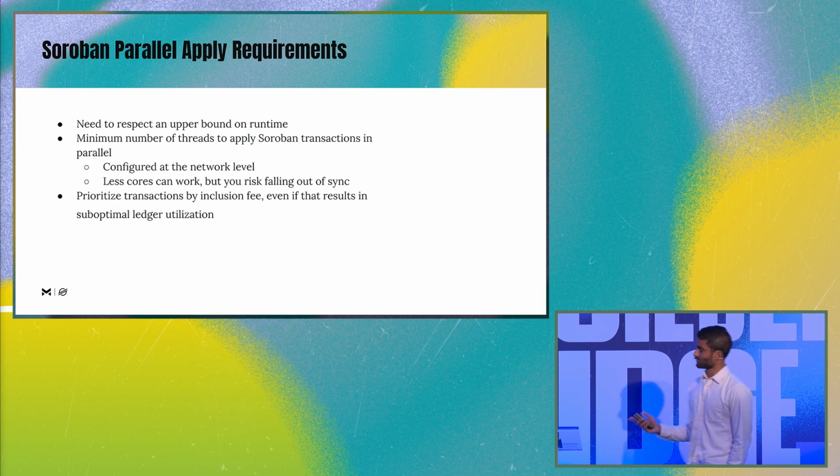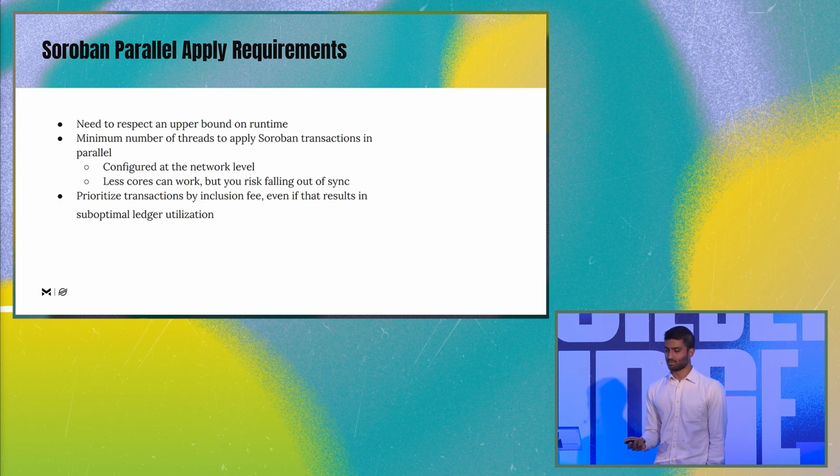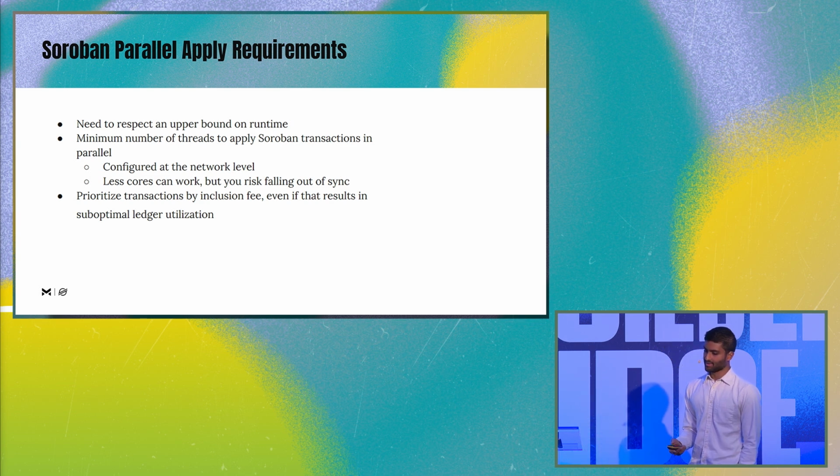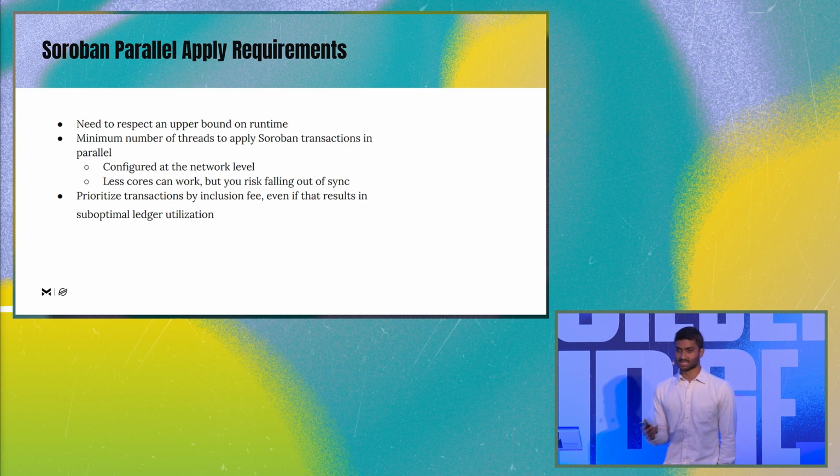So first, I'll go over some requirements. We need to respect an upper bound on runtime. Right? We need to close a ledger roughly every 5 seconds, so we can't take too long to apply transactions. And there is a minimum number of threads configured to apply Soroban transactions, and this is configured at the network level. Fewer cores on your machine are acceptable, but you risk falling out of sync. And this value will be chosen based on validator hardware requirements.